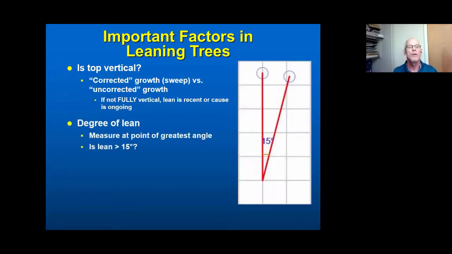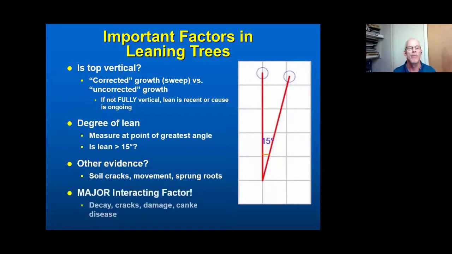It's also important to measure the degree of lean within the tree. The critical number that we're throwing at you here is 15% of lean. If we're exceeding that threshold, we're going to be bumping up our failure potential ratings. We're also looking for other evidence like soil cracks, movement, sprung roots. I'll show you a picture of what that looks like in a minute. Also, I wanted to point out that lean is a major interacting factor. If you have things like root disease or decay in an area that might be impacted by the lean, that's definitely a strong interacting factor. Fundamentally, you're putting additional structural load on that tree.